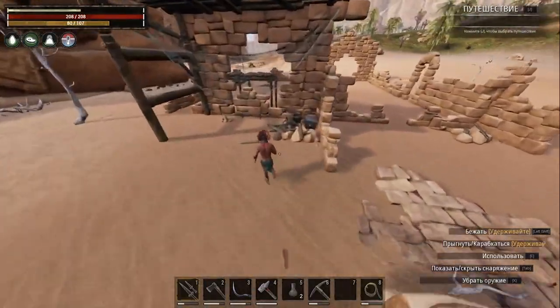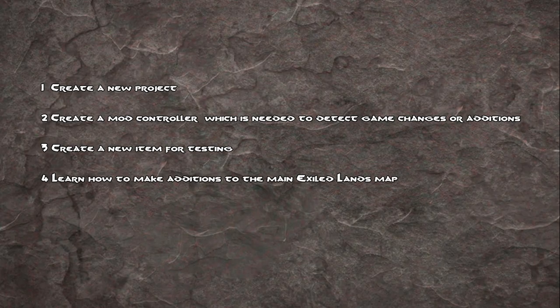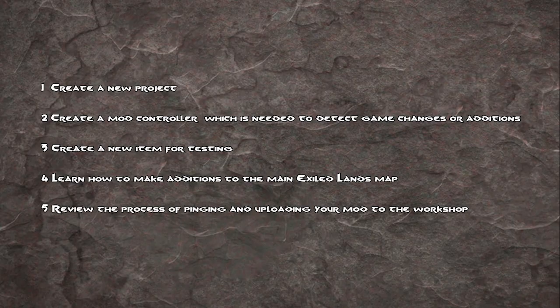What will we learn in this video? 1. Create a new project. Mod. 2. Create a mod controller, which is needed to detect game changes or additions. 3. Create a new item for testing. 4. Learn how to make additions to the main Exiled Lands map. 5. Review the process of packing and uploading your mod to the workshop.